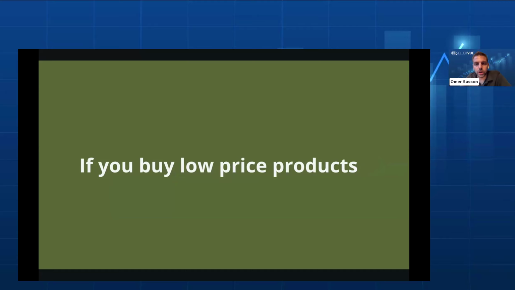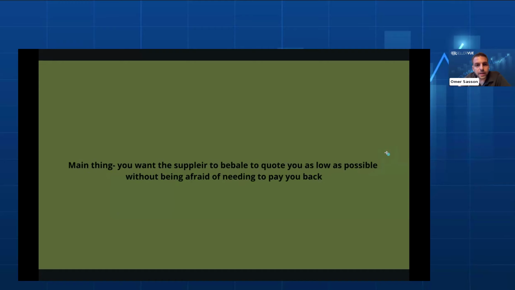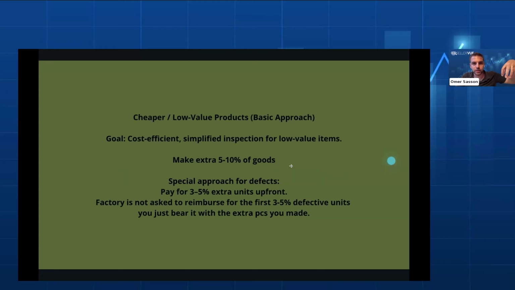Lastly, I want to talk about low price products, okay? Because maybe some of you are selling them. The main thing here is you want the supplier to be able to quote you as low as possible without being afraid of needing to pay you back. So let me explain. If you want to sell a product at a very cheap price, meaning you want to buy it at a very cheap price, the supplier needs to understand you are going to bear some defective product. It doesn't mean you are actually going to ship defective product to the US or Europe, but you're going to bear it during the inspection.